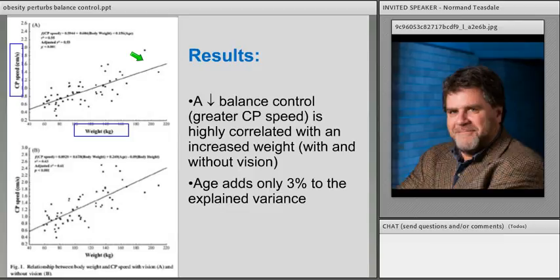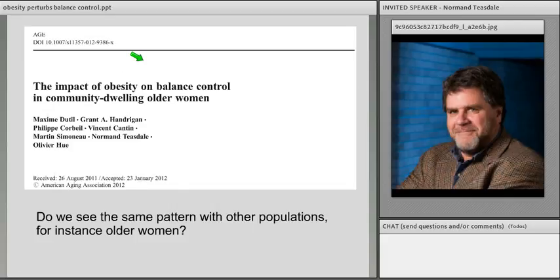When you try to explain the variance with this model and you add age in the equation, age adds only 3% to the explained variance. So what it shows is basically that weight is a big factor explaining the increased CP speed in these individuals, the increased oscillations, and presumably the decreased balance control.